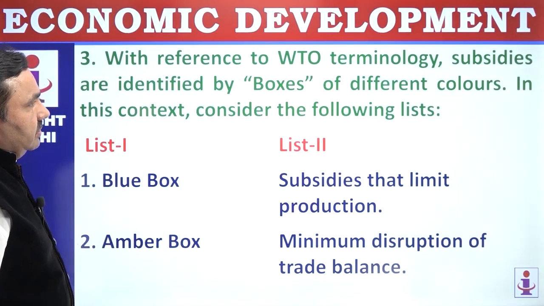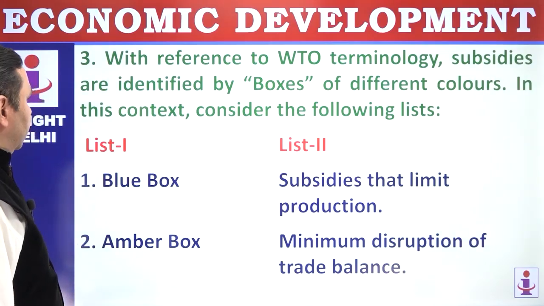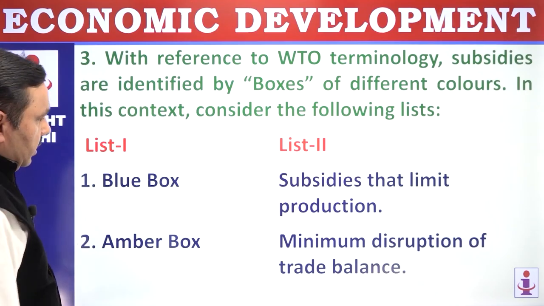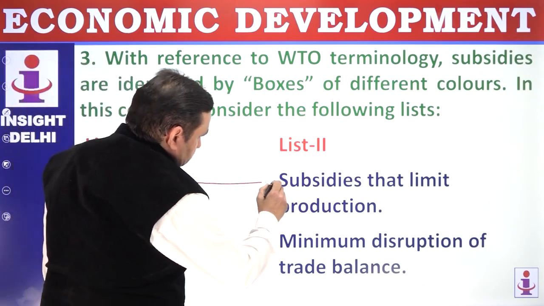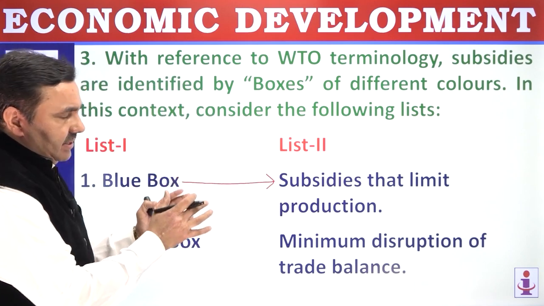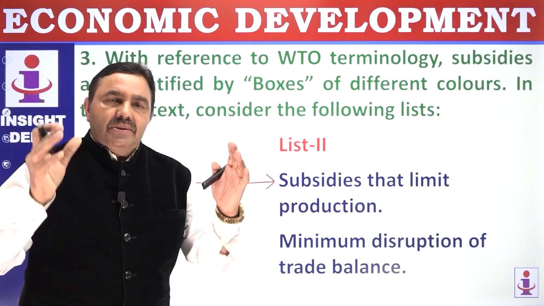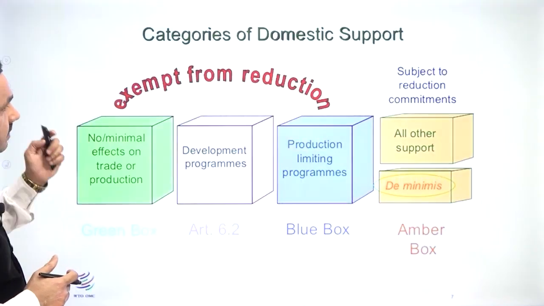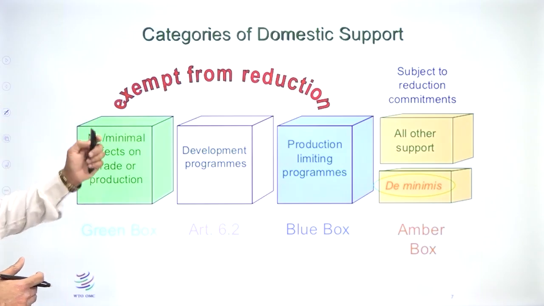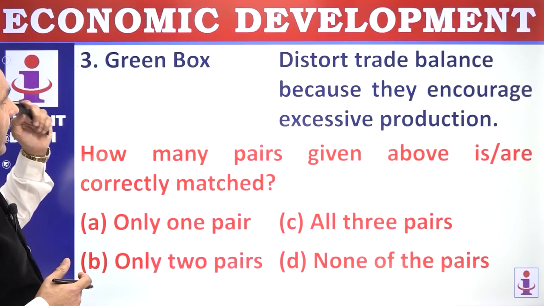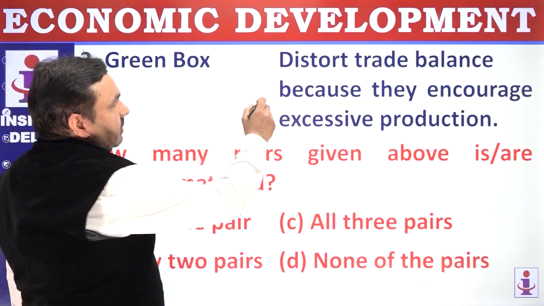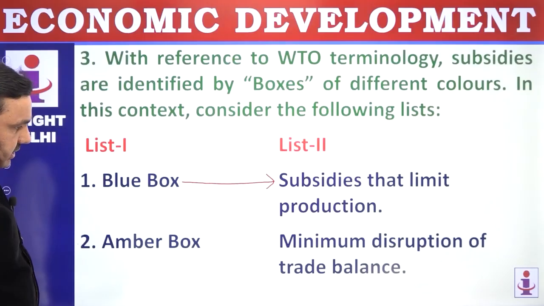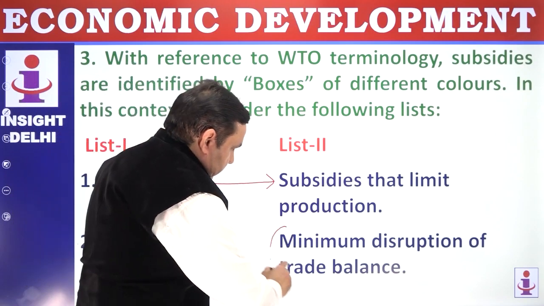Question number 3. With reference to WTO terminology, subsidies are identified by boxes of different colors. In this context, consider the following list. Blue box: these are subsidies that limit production. It's not really a box, but these are categories. So the blue box represents a category of subsidies which limit production. Amber box distorts trade, so this will come in the amber box. And the green box is something that causes minimum disruption of trade.